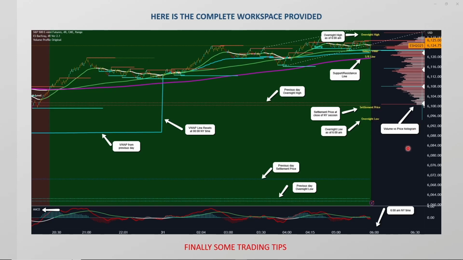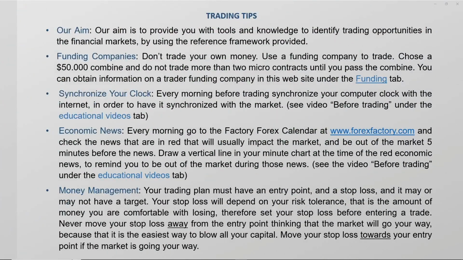We will now proceed and give you some trading tips. Our aim is to provide you with the tools and knowledge to identify trading opportunities in the financial markets by using the reference framework provided.